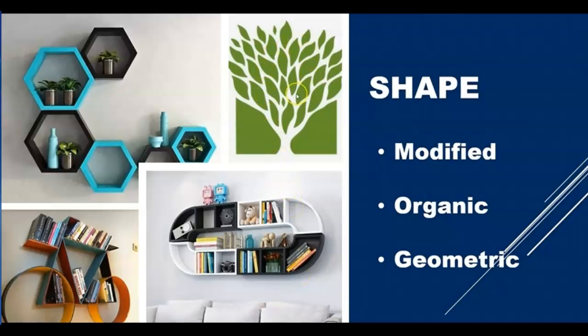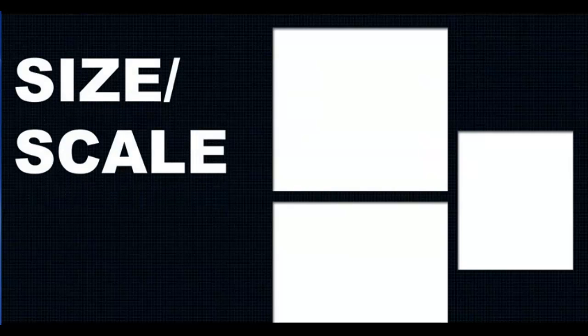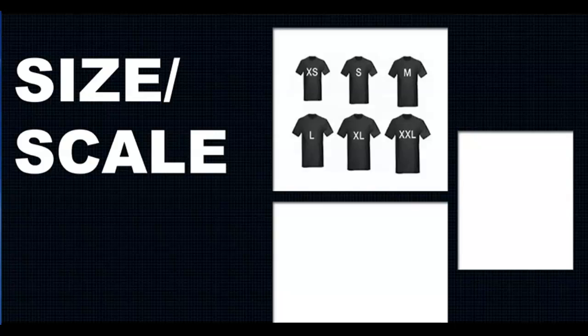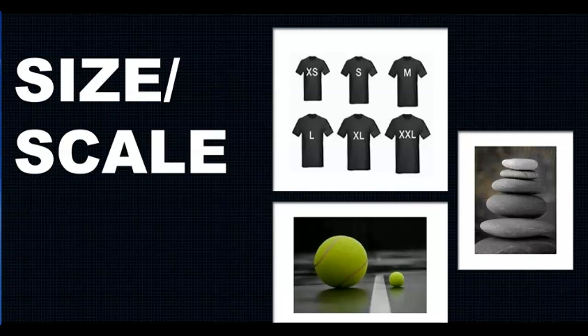This is the organic shape, the geometric, and the modified. And the next element is size and scale. Size is a comparison to another object, the physical dimension of an object, the relative size of different objects, or often objects to a common standard.